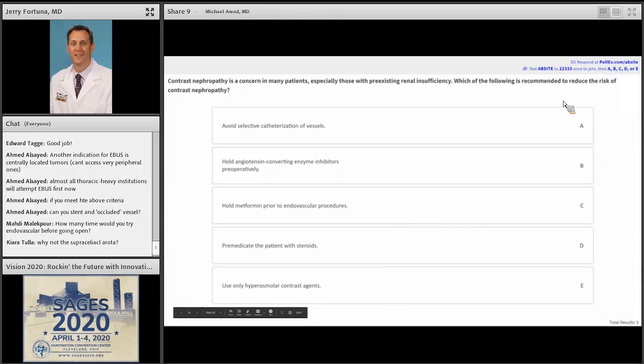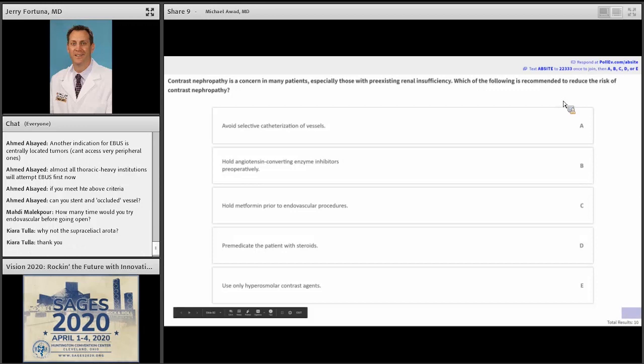And then again, why not the supraceliac aorta? As I said, to bypass off the supraceliac aorta, you have to put a supraceliac clamp on. And that clamp is very hard on patients that have poor EFs because it increases the afterload.